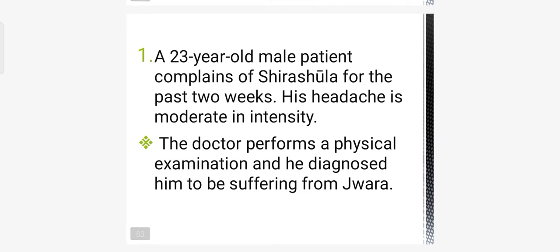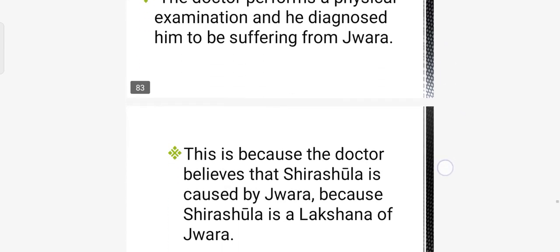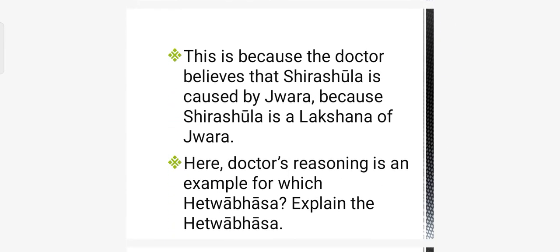So let's see. A 23 year old male patient complains of Shirashula for the past 2 weeks. His headache is moderate in intensity. The doctor performed a physical examination and diagnosed him as having Jwara. Shirashula has come up and the doctor has diagnosed it as Jwara. This is because the doctor believes that Shirashula is caused by Jwara, because Shirashula is a lakshana of Jwara. One of the symptoms of Jwara is Shirashula, it is present, hence he diagnoses that. So here, the doctor's reasoning is an example of Hetvabhasa.